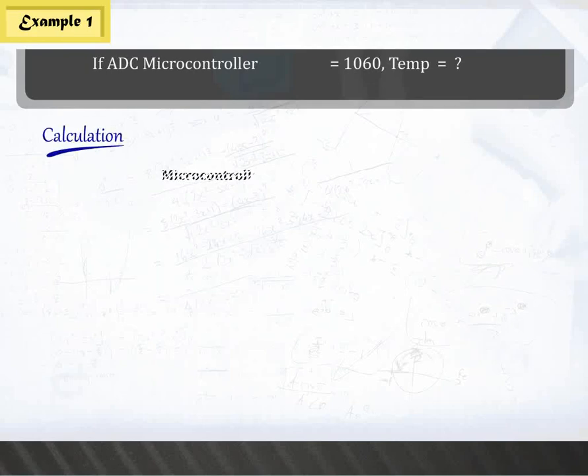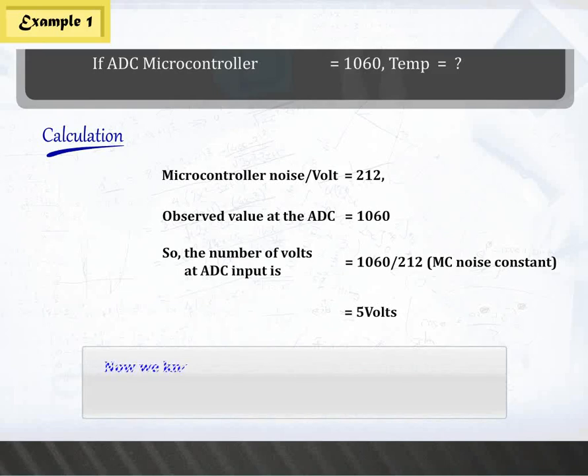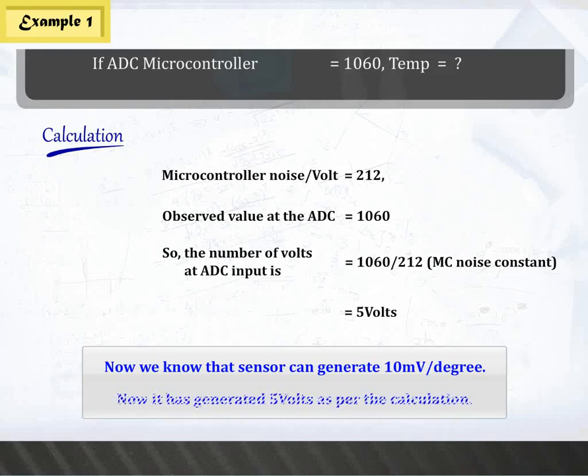Calculation. Microcontroller count per volt is equal to 212. Observed value at the ADC is equal to 1060. So, the number of volts at ADC input is 1060 divided by 212, the microcontroller constant, which is equal to 5 volts. Now, we know that a sensor can generate 10 mV per degree. Now it has generated 5 volts as per the calculation.